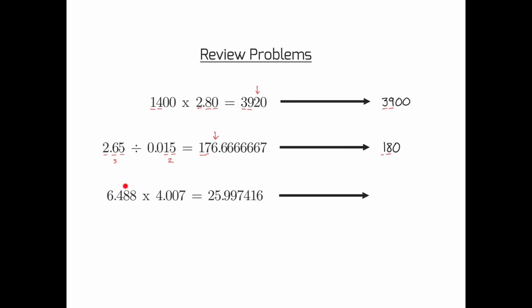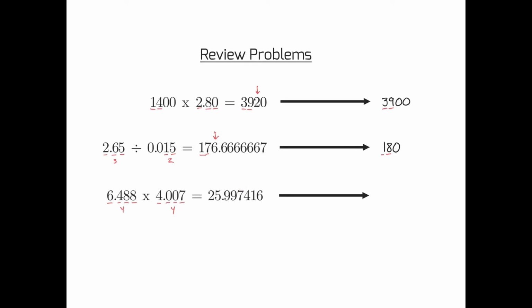Here we have 6.488 times 4.007 equals 25.997416. We have 1, 2, 3, 4 sig figs here, 1, 2, 3, 4 sig figs here. Remember that zeros that are between non-zero digits are significant. So this tells us that our final answer is going to have 4 significant figures.